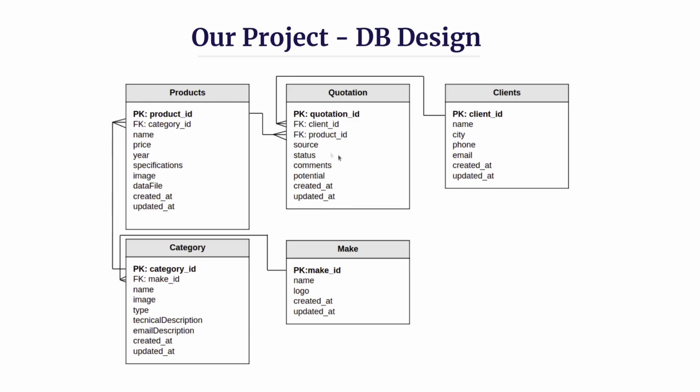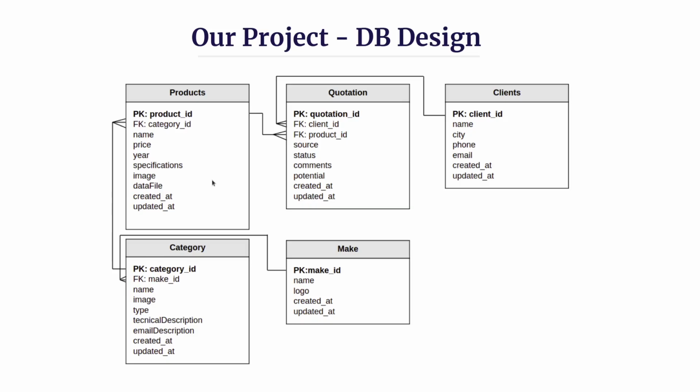We have the products table, which is related to the category and to the make. The make is the main one. The make can have multiple categories, and the category can have multiple products. Also, the clients can have multiple quotations, and the products can have multiple quotations as well. So it's going to be really simple, as you can see.